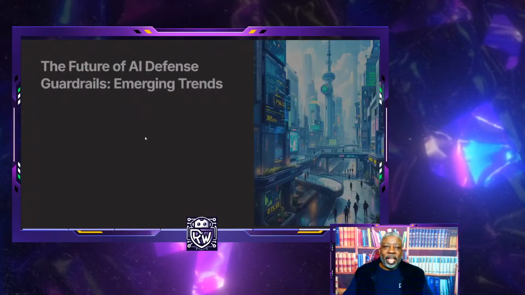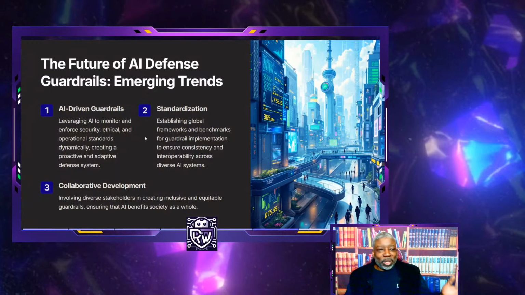All right. And the future. What does the future look like with guardrails, right? So AI-driven guardrails. We're talking about having guardrails for AI. Now we're going to use AI to implement and monitor these guardrails. So we're going to leverage AI to do that kind of stuff. AI for security, AI for implementing standards, operational standards, being proactive, and adapting the system. So when AI sees something, it can change itself to now block the new threat. Standardizing.